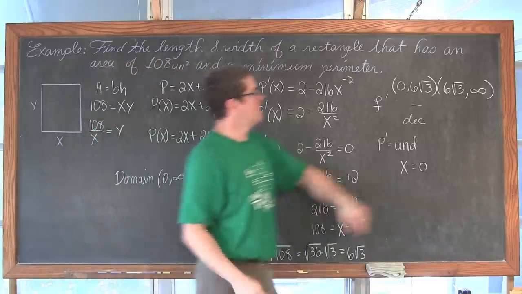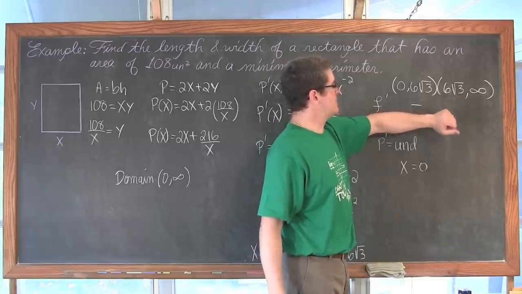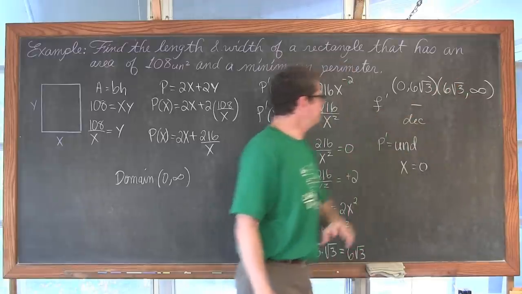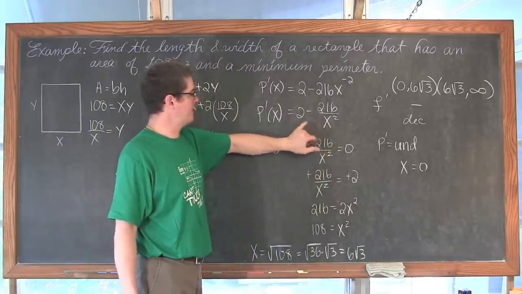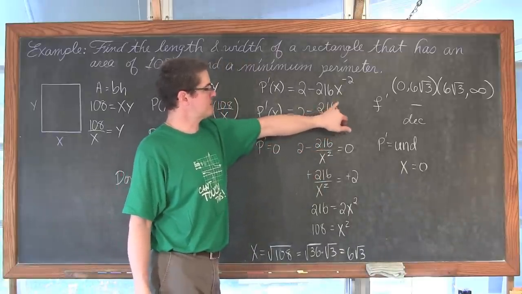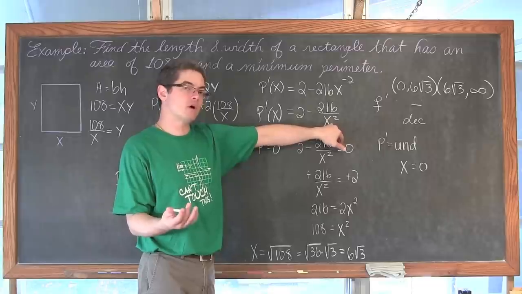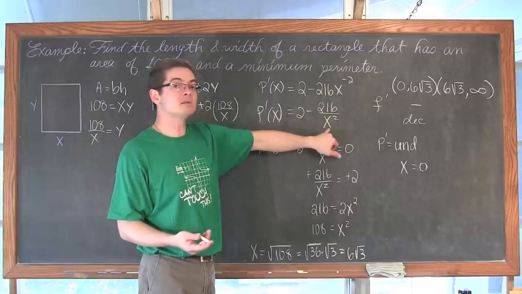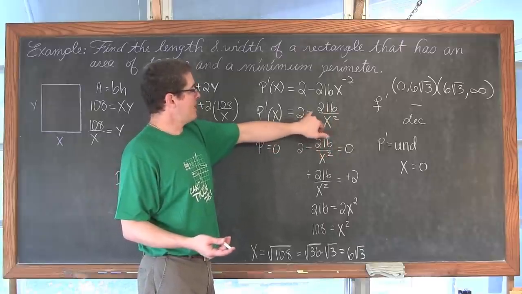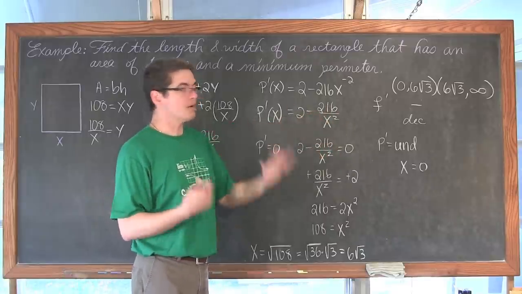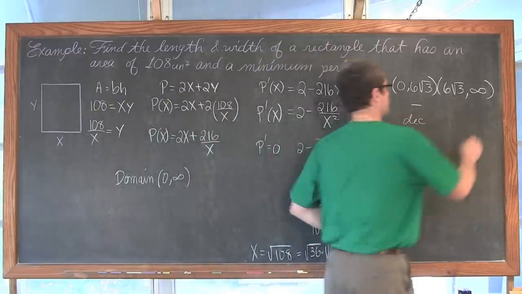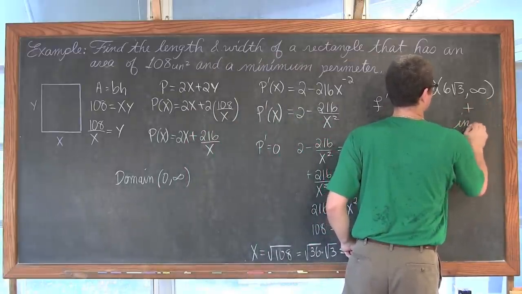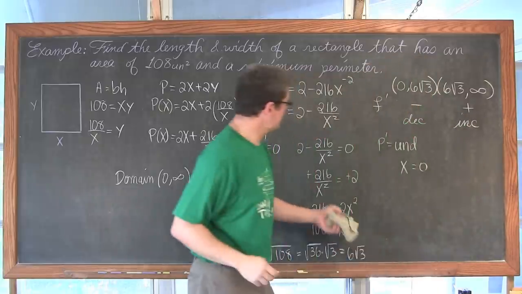Now, if I take a number that's bigger than that, let's just make sure I pick something much bigger, like, I don't know, 20, and plug it into my first derivative, I'm going to have 2 minus 216 over 20 squared, which is 400. Now, 216 divided by 400 is clearly going to be less than 1. So 2 minus a number that's less than 1, that's going to come out to be positive. So within this interval, the first derivative is positive. That means the function is increasing, and I'm running out of room.